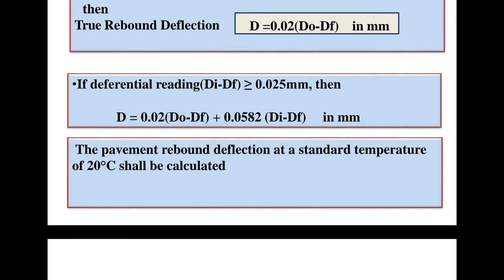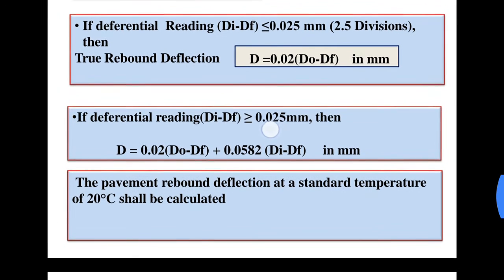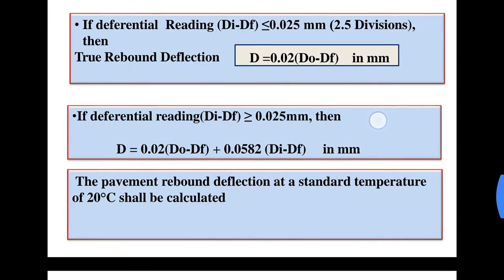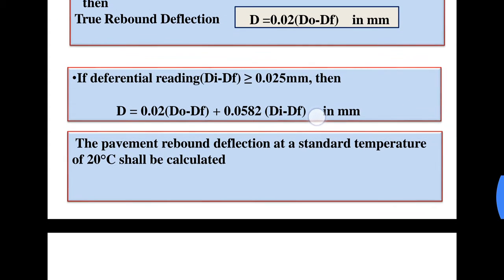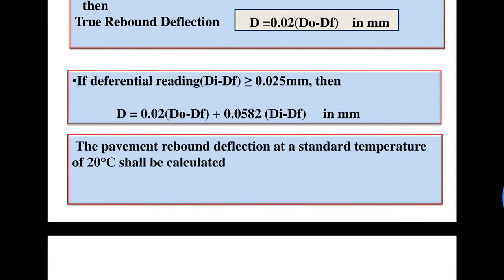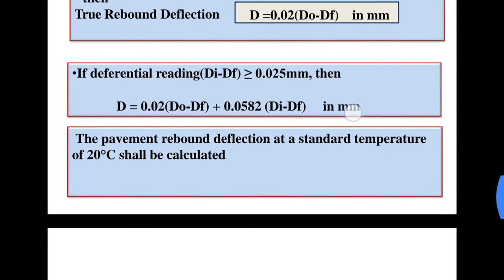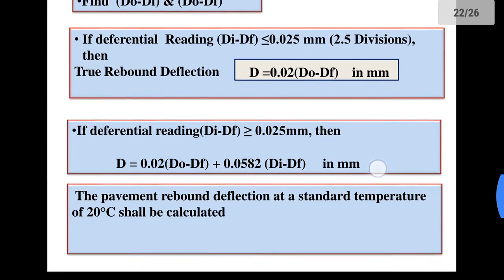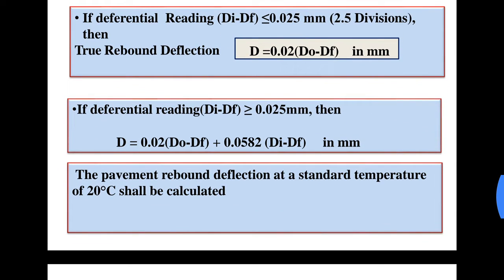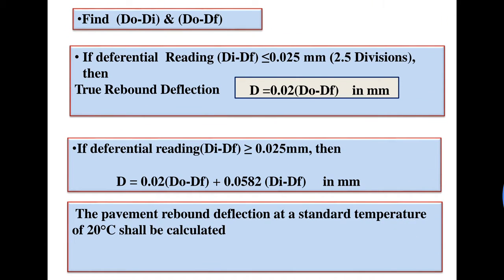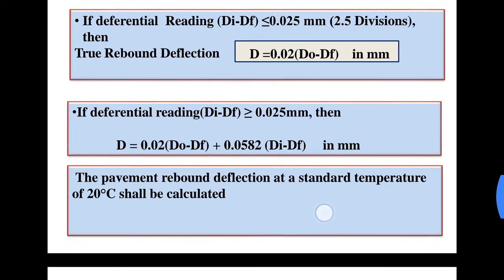Now, if the differential reading Di minus Df is greater than 0.025 mm, then we need to use this formula: capital D equal to 0.002 (D naught minus Df) plus 0.0582 (Di minus Df), in mm. This is how you find the true rebound deflection. The pavement rebound deflection at a standard temperature of 20 degrees centigrade shall be calculated.